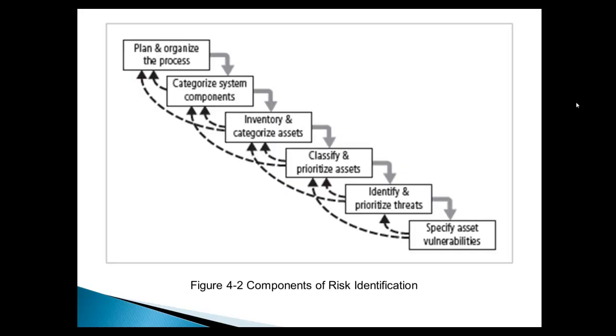The basic components of risk identification, the standard methodology, are: plan and organize the process, categorize system components, inventory and categorize assets, classify and prioritize assets, identify and prioritize threats, and then specify asset vulnerabilities. And you'll notice that this is cyclical. After each step, you're working your way back through to make sure that you have a good comprehensive process in place.